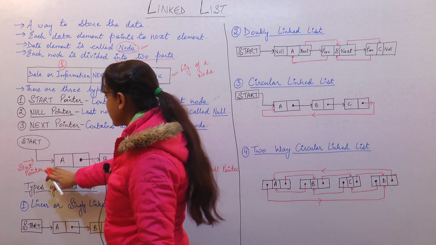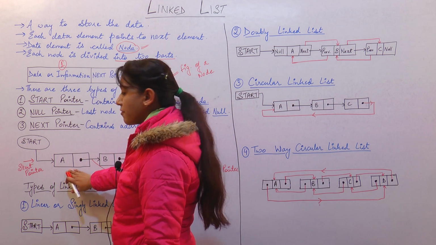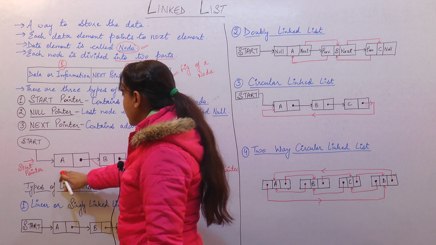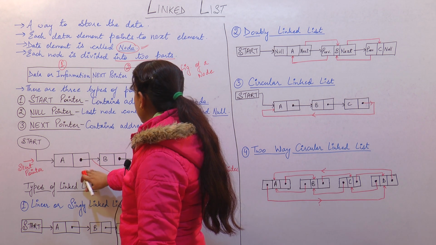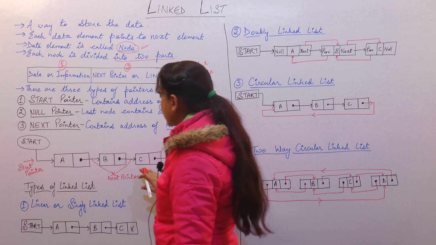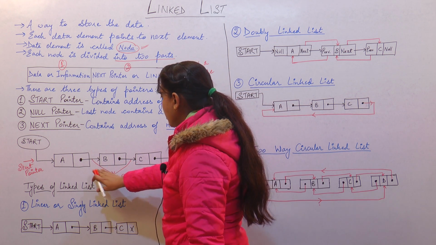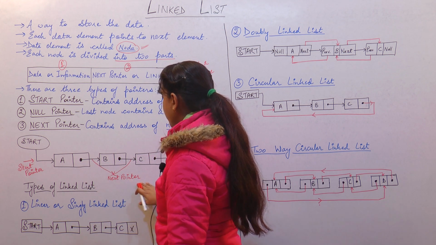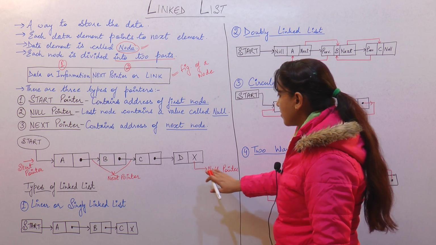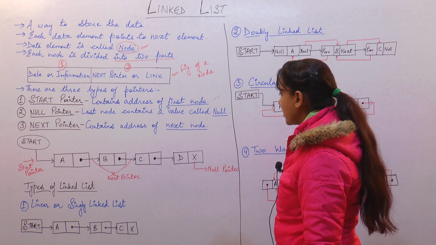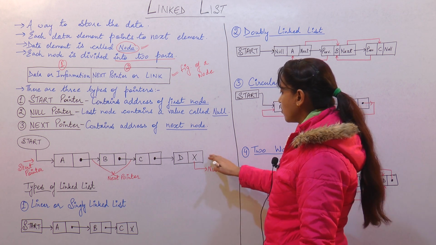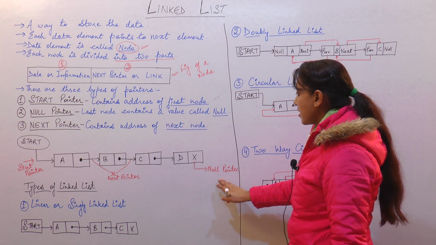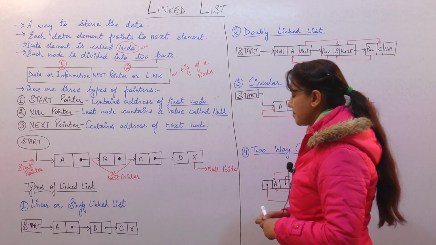In this we have a start pointer which is pointing towards our first node, A. In our first node we have the data element A, and the next pointer field is pointing towards the next data element, that is B. So the pointers which are pointing to B and C are the next pointers, and the last node contains a pointer called the null pointer. We are calling it a null pointer because no further data elements are present in this linked list. That's why we are calling the last node pointer the null pointer.